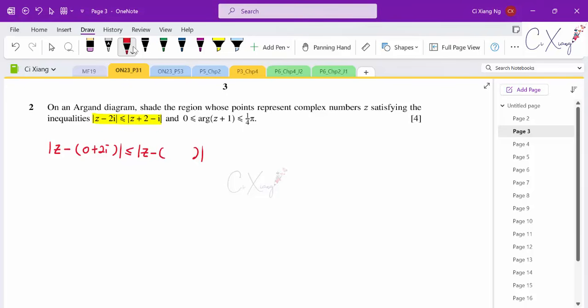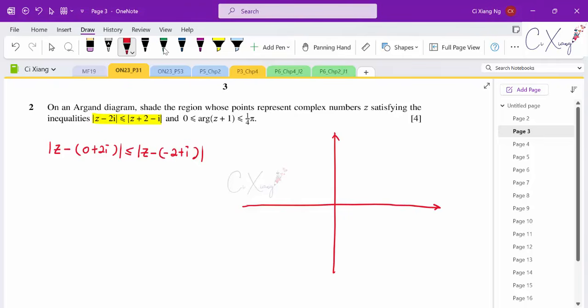Then for the second part here, to make it a z minus a complex number pattern, it should be negative 2 plus i. So you can see that it is z minus the complex number negative 2 plus i. Then when we have both sides with modulus in a complex number inequality, basically this is a perpendicular bisector between the 2 points.